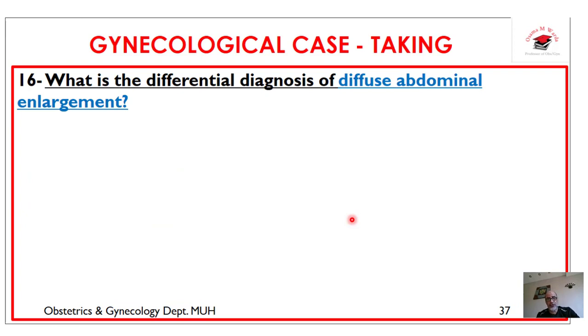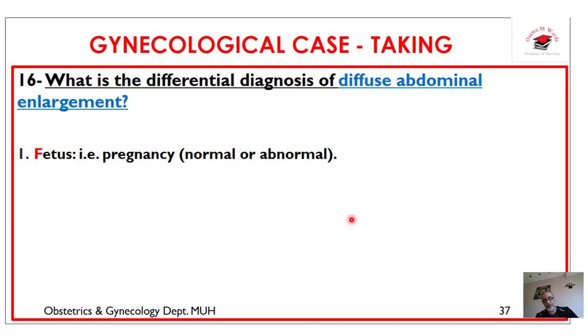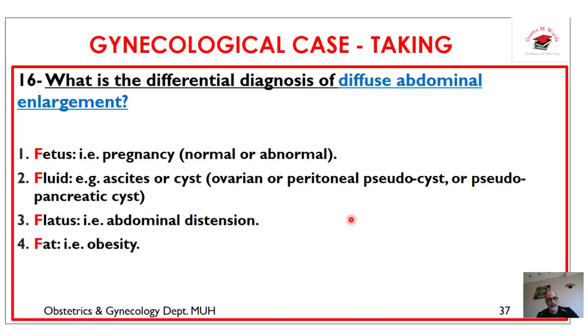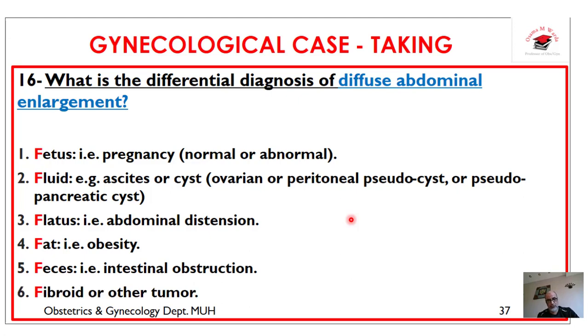What are the differential diagnoses of diffuse abdominal enlargement? Diffuse abdominal enlargement is due to the 6 Fs: fetus, fluid, flatus, fat, or feces. Fetus if pregnancy, fluid in ascites or cyst, flatus in abdominal distension, fat in obesity, feces in intestinal obstruction or chronic constipation, and lastly fibroid or other abdominal tumors.